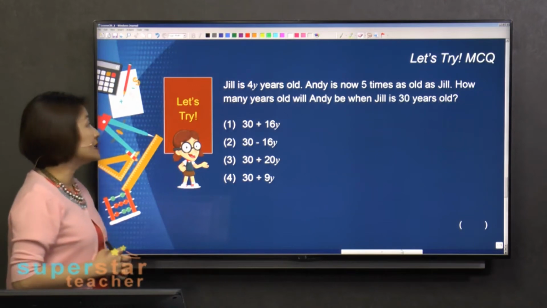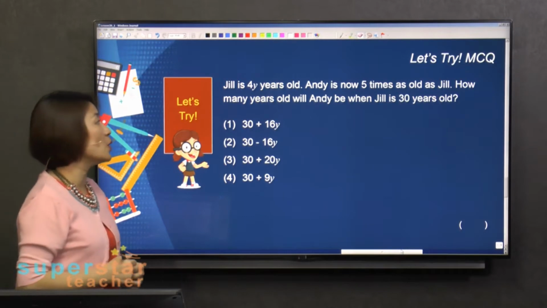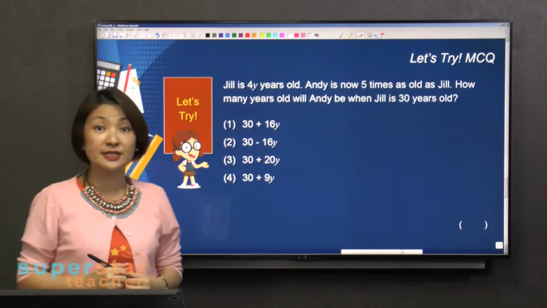Jill is 4y years old. Andy is now 5 times as old as Jill. How many years old will Andy be when Jill is 30 years old?